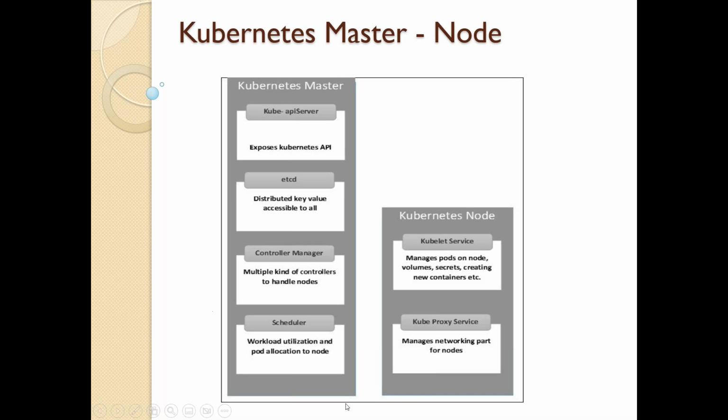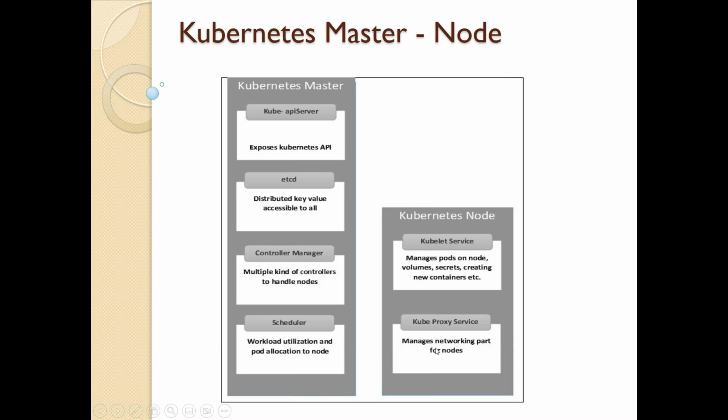When you go for an interview, there will be some questions on what are the key components of the Kubernetes master and Kubernetes node. So we have the kube API server, which will expose the API, and etcd, a distributed key-value store accessible to all. The controller manager will manage multiple controllers to handle the nodes, and the scheduler will allocate your applications to distribute the workload. Additionally, you will get a cloud controller manager if you are going to install your Kubernetes cluster on a cloud, right? That's what we are going to do.